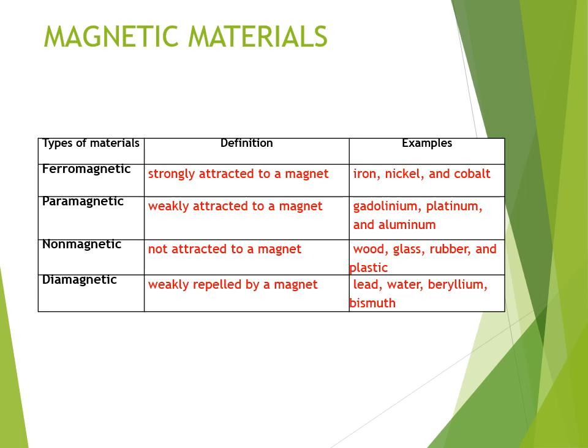Now we have magnetic materials. Ferromagnetic materials are strongly attracted to a magnet, like iron, nickel, and cobalt. Paramagnetic materials are weakly attracted. There's the gadolinium that we use in MRI. So we want to have something that's weakly attracted to a magnet, not strongly. Ferro, by the way, means iron, so that's why it's strongly attracted. Non-magnetic is not attracted to a magnet, so that would be wood, glass, rubber, and plastic. Diamagnetic is weakly repelled by a magnet, so that would be lead, water, beryllium, and bismuth.